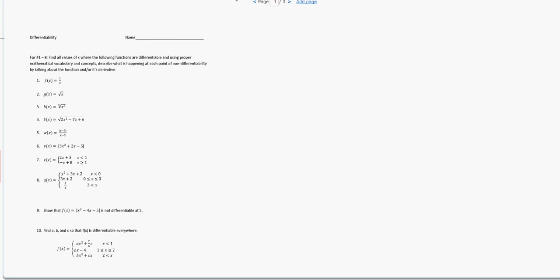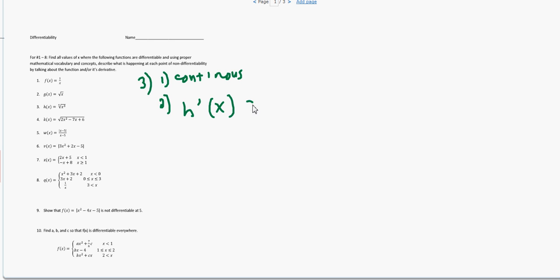Or number 3, talking about differentiability. Step 1, find out where it's continuous. It's continuous everywhere, so we don't have to worry about that, because if it's not continuous, it's not differentiable, but it is continuous everywhere. Step 2, derive that thing.